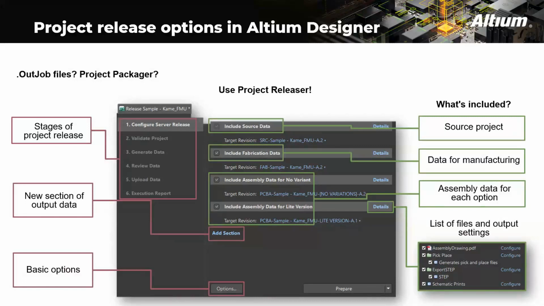Because the release process is automated, you won't miss any output data, and all the necessary data such as source files, production data, assembly data, and custom data is automatically generated and included in the release package. When releasing a project using the project releaser, it goes through a series of steps which we will discuss next.